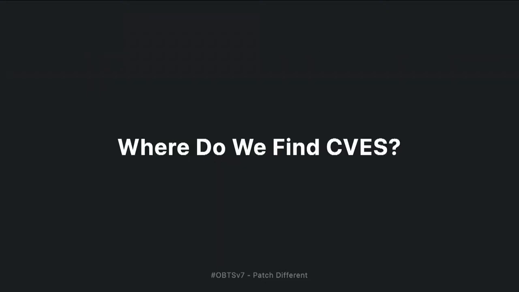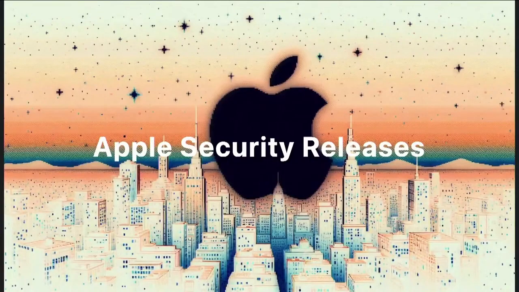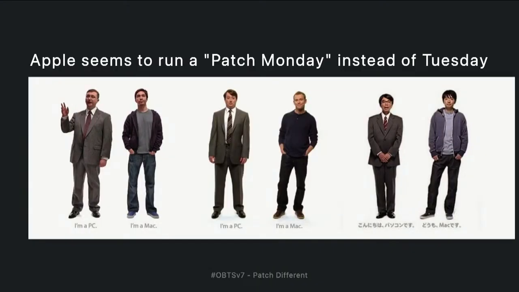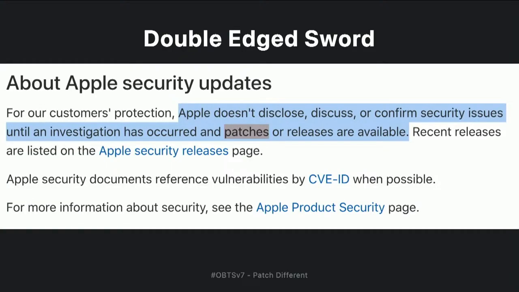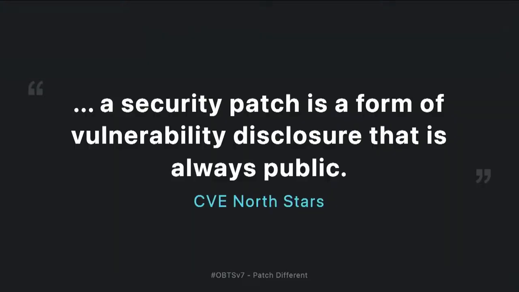So where do we find CVEs? We have to go to the Apple security updates. This is much like, again, me coming from Windows, a Patch Tuesday, but Apple has to be different. They release on Monday, and I'm dating myself a little bit, but these are the advertisements I grew up with, Apple trying to separate itself from Windows. So updates in general, remember they're a double-edged sword. They fix the issue, but they also point out the issue, and that's what we're going to do with our diffing today. And I'm quoting myself here, but a security patch is a form of vulnerability disclosure that is always public. If the binary can be reverse engineered, then that disclosure will be public.